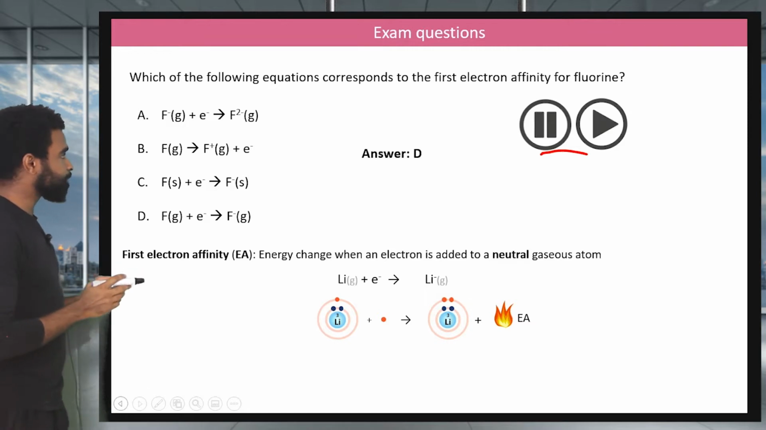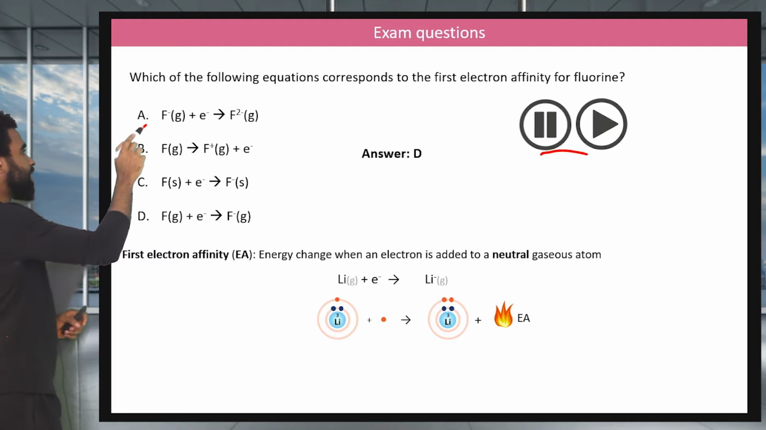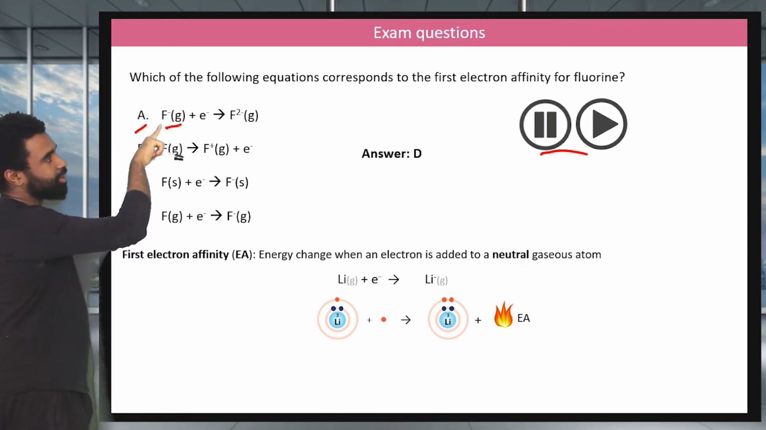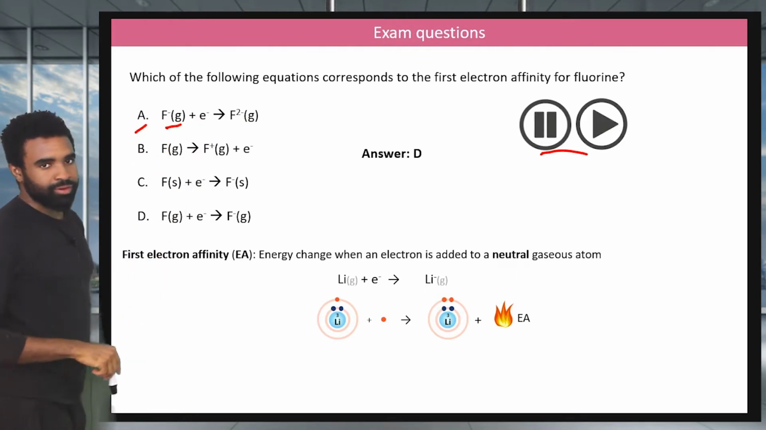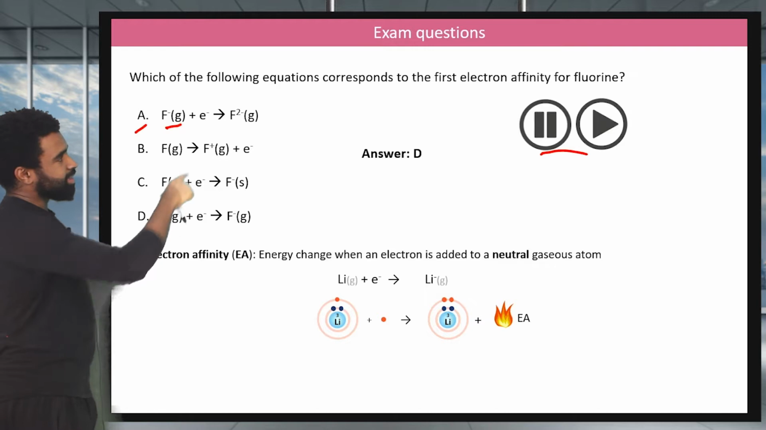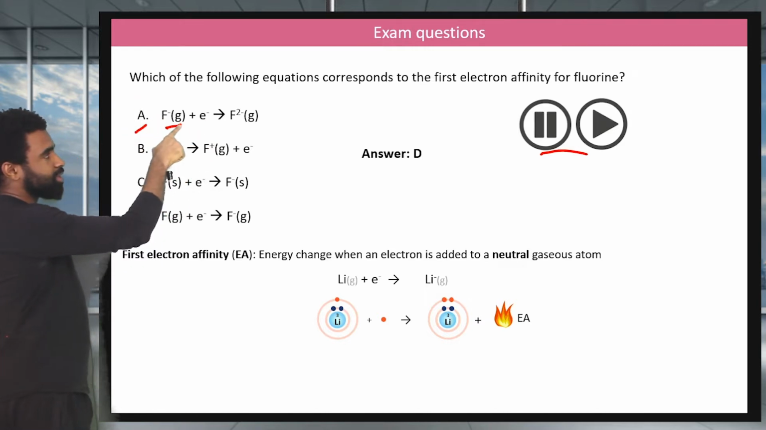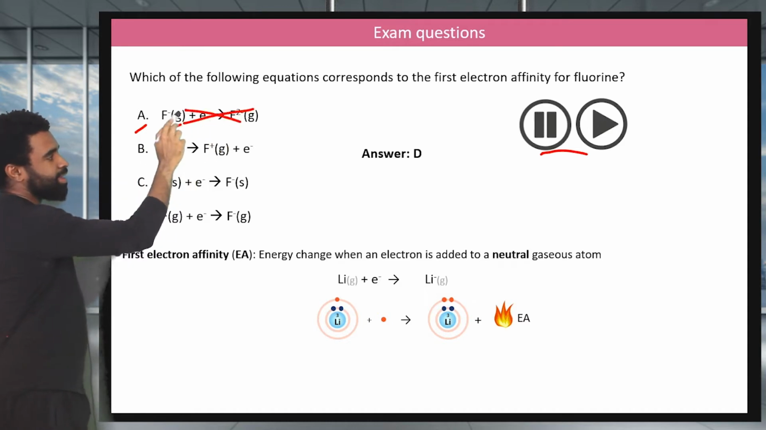The answer is D. So let's see if we can cross out the others. So this one, A, we start with a singly negative fluorine gaseous anion, and we gain an electron to form a doubly negative fluorine gaseous anion. This is a kind of electron affinity, but it's the second because we started with an ion. So because this is the second EA, then it's wrong.